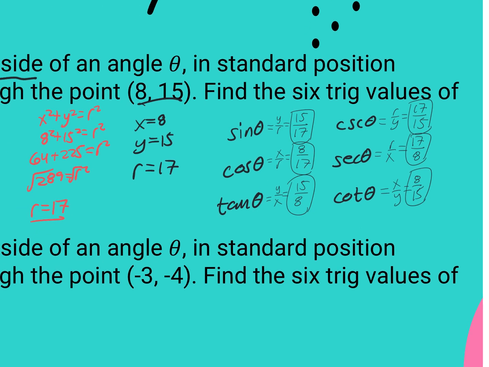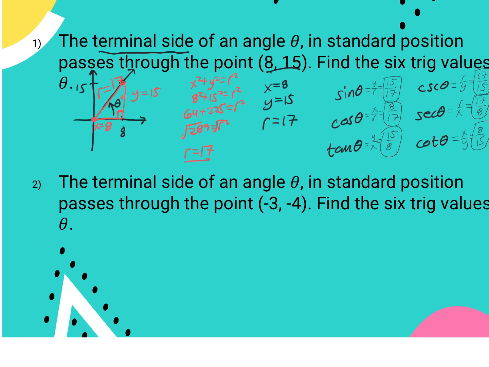Let's try the exact same thing with the next one. So it's the exact same kind of question. We have the terminal side of an angle passes through (-3, -4). I would just sketch it. The more you do these, you're probably not going to have to sketch it. That's totally fine. If you already know that that's x, that's y, and then you do x squared plus y squared equals r squared. I just like to show you guys where that idea comes from.